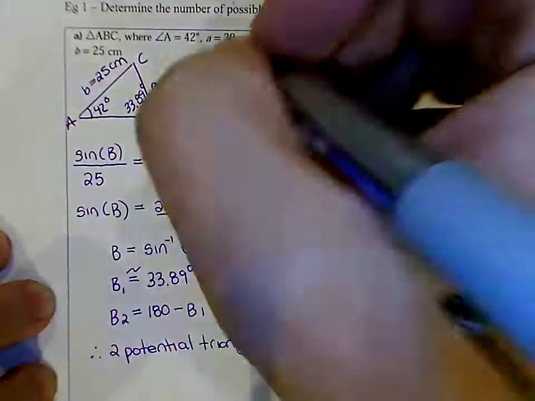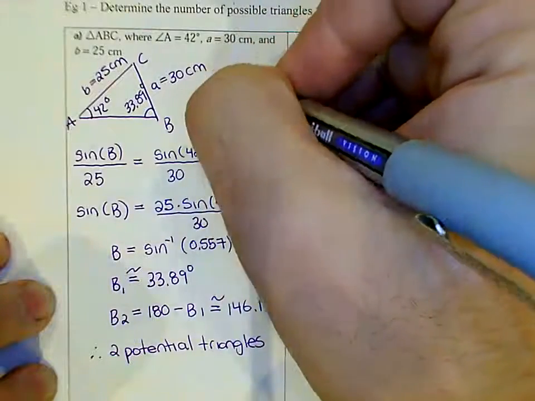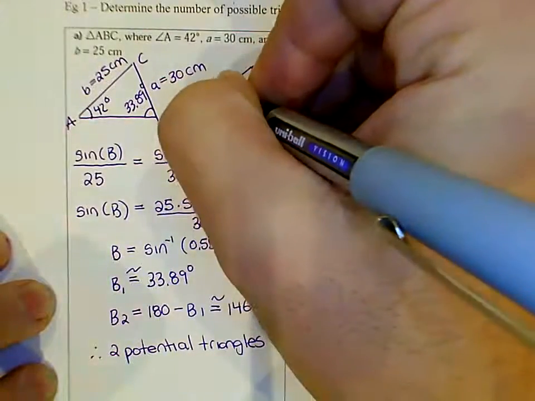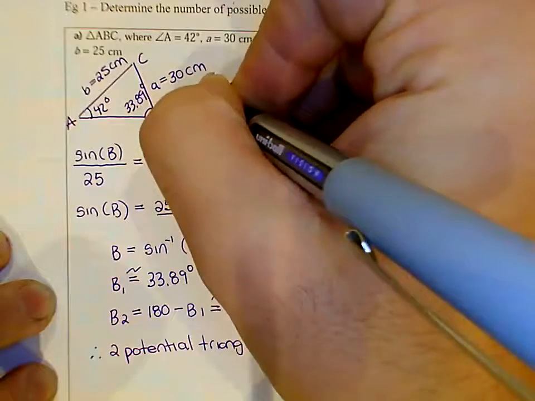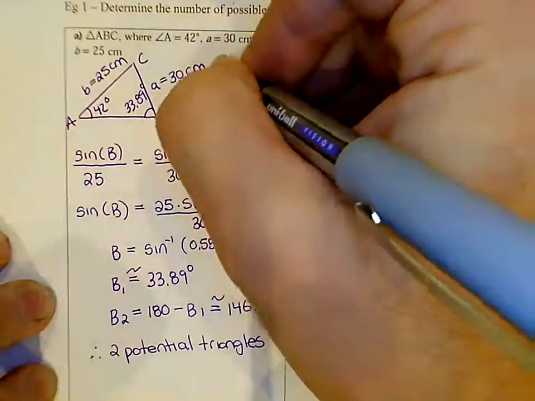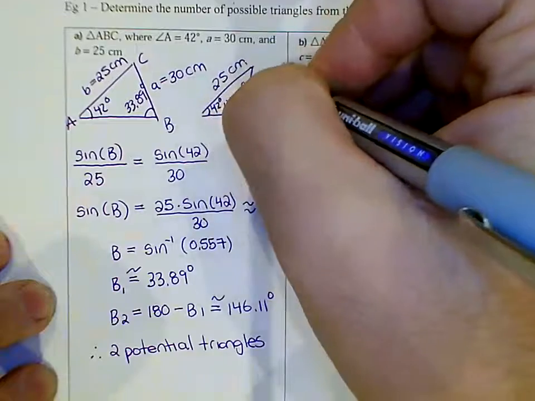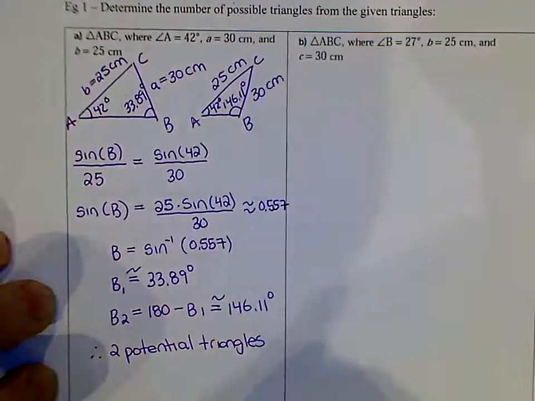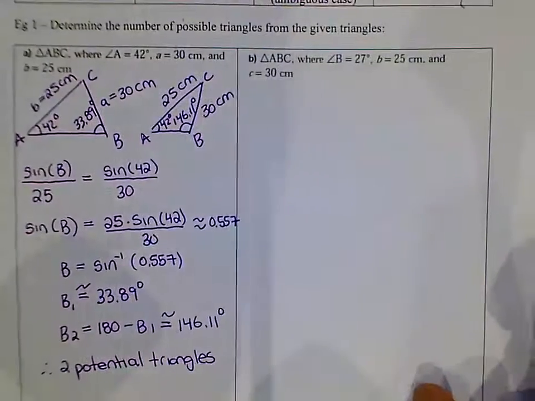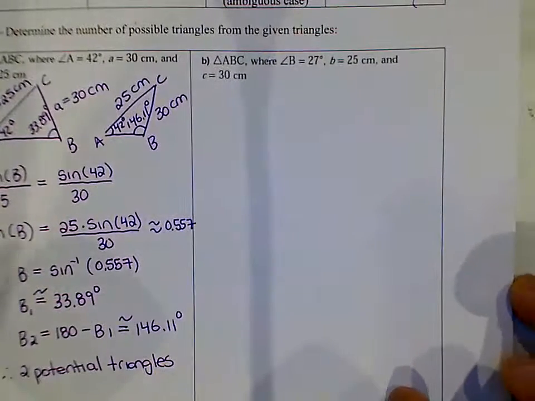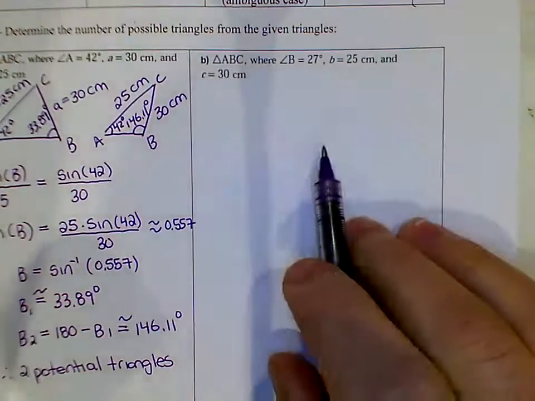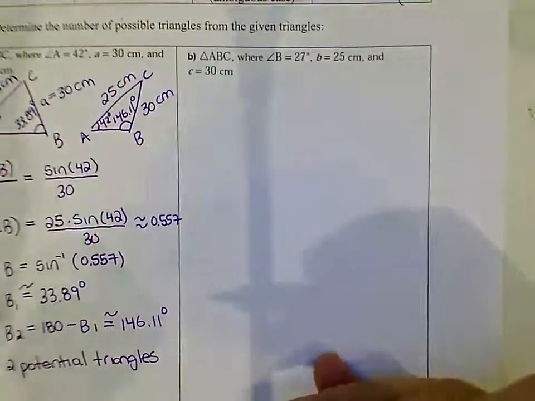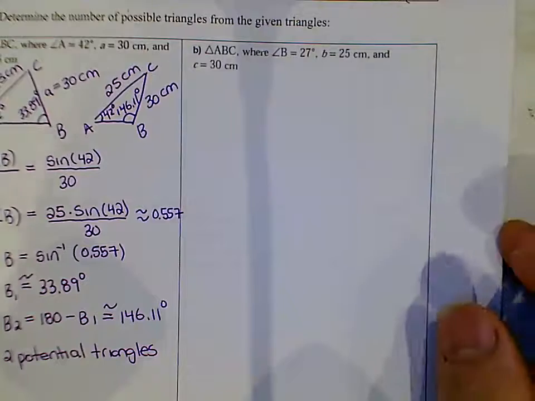Obviously, from here, you can draw out your other triangle, which will look something like this. And there would be your angle of 146.11. And everything else stays the same. So there's our two triangles. Okay, if you want to take a minute to pause the video here, you can try example B on your own. When you're ready, just go ahead and click play. We'll run through it together, and you can see how you've done on this one.